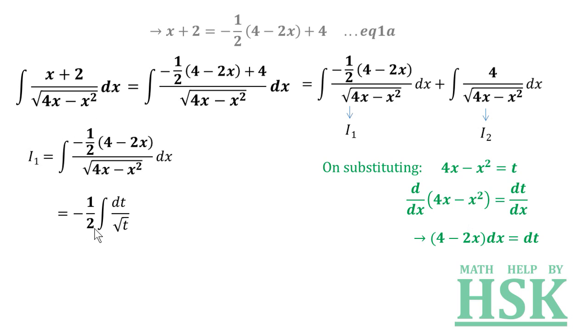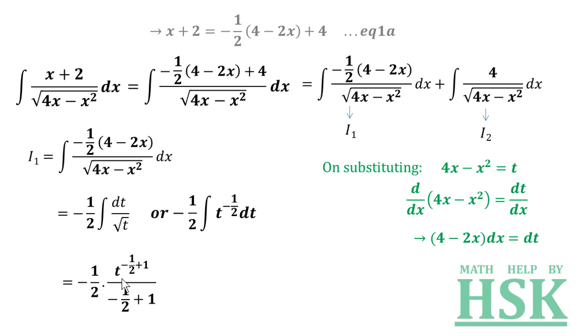I'm going to get minus 1 by 2 into integration of 1 by root t with respect to t. Okay, this can be written as minus 2 t to the power of minus 1 by 2 dt. On integrating, I'm going to get this as minus 1 by 2 as it is, t to the power of minus 1 by 2 plus 1 upon minus 1 by 2 plus 1. This is done by applying the formula for integration of x to the power of n is equal to x to the power of n plus 1 upon n plus 1, right?